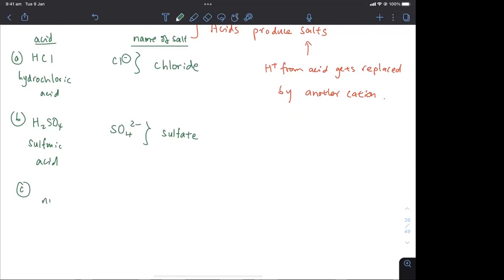How about nitric acid, which came from HNO3? So after the H plus gets replaced by the metal cations, what are you left with? What is the name of the salt? Africa, what do you think? Nitrate. Nitrate, because you are just left behind with NO3 minus, as stated in the syllabus just now under the practical test for cations and anions.